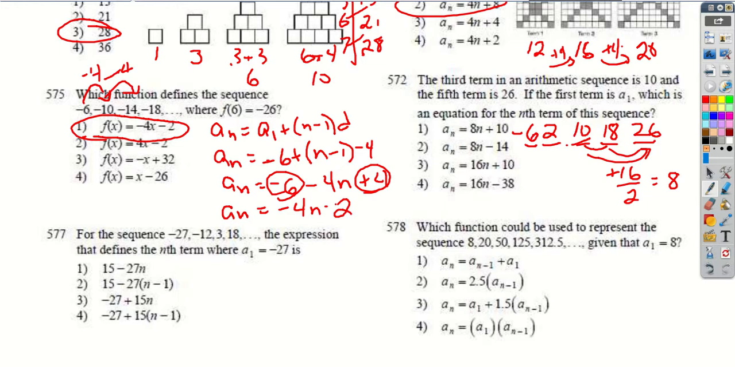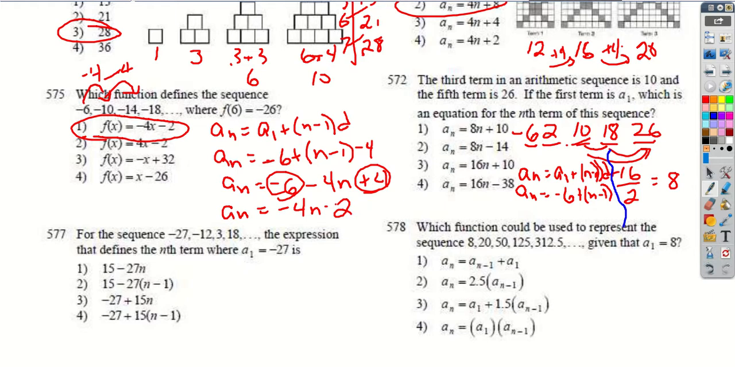All right, so same thing we did before. an equals a1 plus n minus 1 times d. Okay, there's a 1 there, guys. Very slowly written. All right, so an equals, first term, negative 6 plus n minus 1 times d. Let's do this.